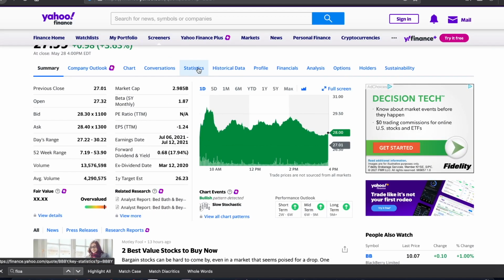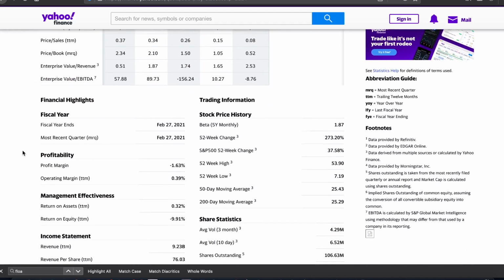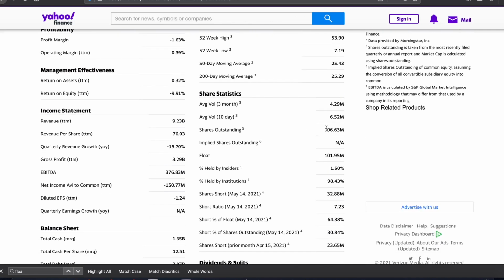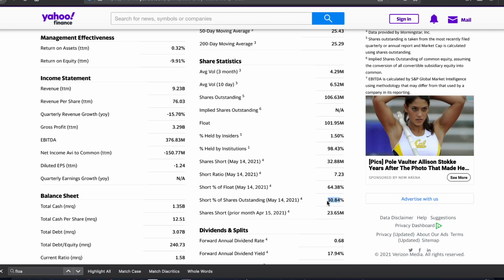So if you go over to statistics, you got some good information here. But we'll go down to shares outstanding. Bed Bath & Beyond has 106 million shares outstanding in the marketplace, and of that, 30% is supposedly being sold short as of May 14th. Remember, these reports come out every 2 weeks, so the next one is probably going to come out tomorrow. So these numbers might change.